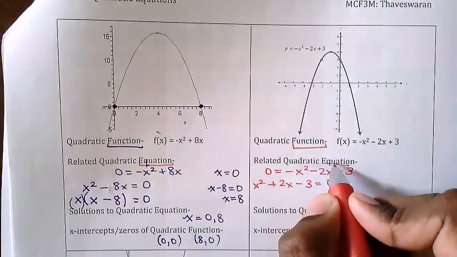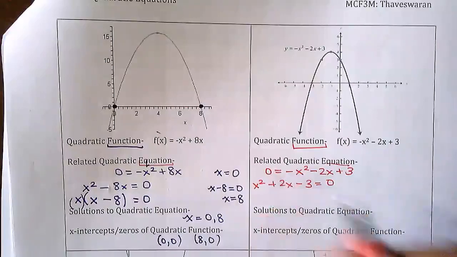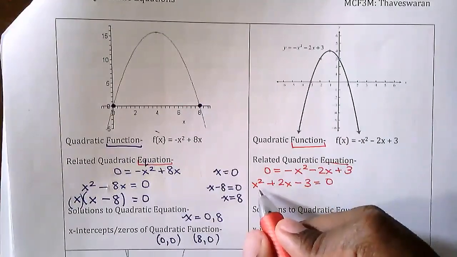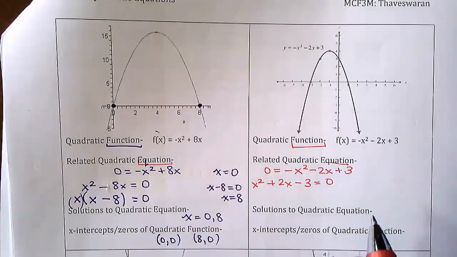But for the equation, you can move it over because it's a 0 on the other side. So hopefully that clears that up. So we're left with x squared plus 2x minus 3. Again, there's two ways of solving this. I can factor it, or I can use the quadratic formula.